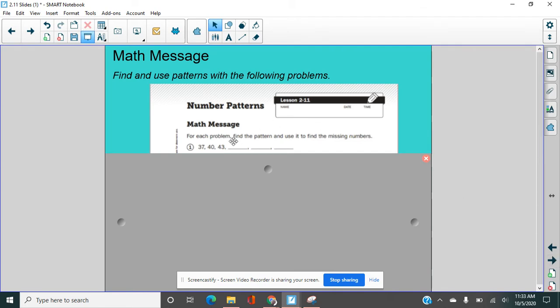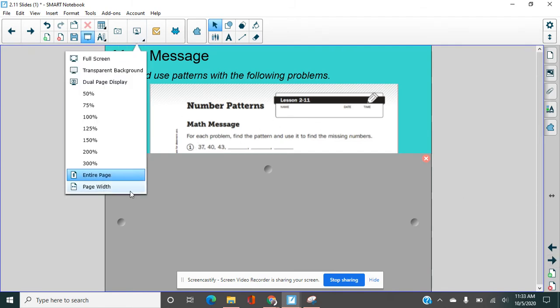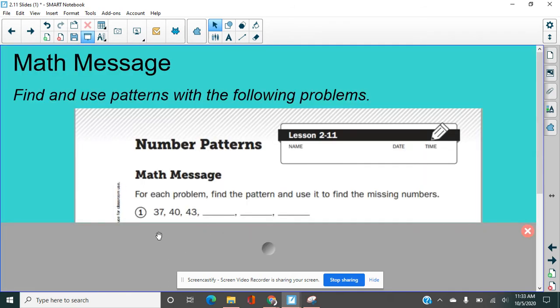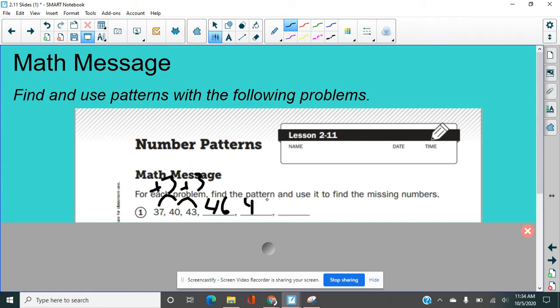Okay, what did you have to do? First, we had to figure out what was happening here. So I like to look at these with little jumps or arrows up here. How did we get from 37 to 40? Well, 37, 38, 39, 40, plus 3. And then we have to test to make sure it keeps working. Plus 3, did that work? Yes, it did. So 43 plus 3 would be 46. Plus 3 more equals 49. Plus 3 more equals 52. These would be the next three numbers here.